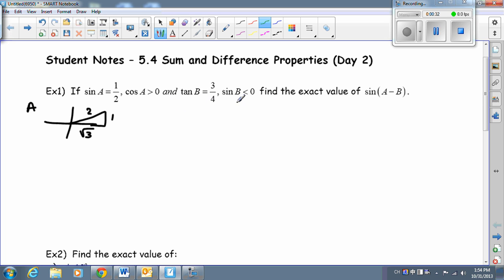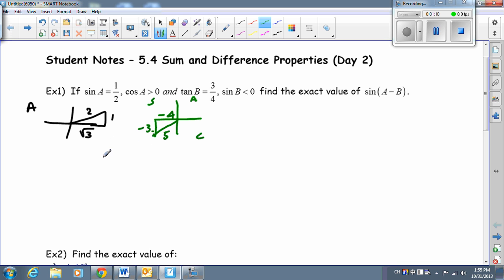Now, tangent of B is 3/4. For the tangent to be positive and the sine to be less than 0, tangent is positive, sine is less than 0. That means sine is negative. We have our All Students Take Calculus. The only place where the tangent will be positive and the sine will be negative will be in this quadrant. So if I want to label it where they are both negative, this is the opposite is -3 and the adjacent is -4, but the hypotenuse will be 5.